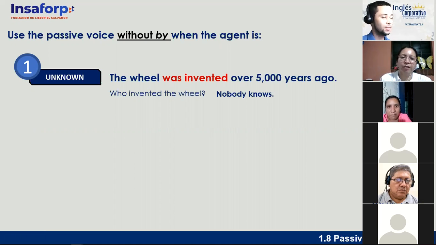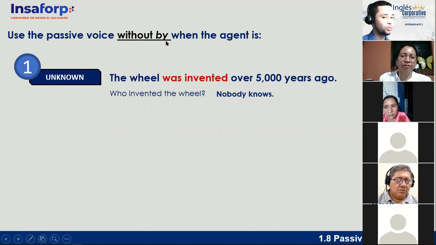Así que, en este caso, es mejor ocupar el passive voice y no vamos a ocupar by porque no sabemos quién se inventó la rueda. O sea, el agent es desconocido. So we use the passive voice without by when the agent is unknown. The wheel was invented over 5,000 years ago. Who invented the wheel? Nobody knows. Let's go with number two.